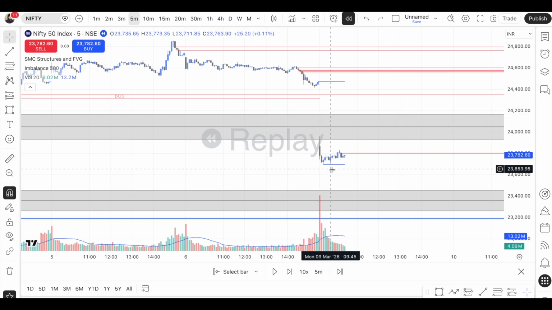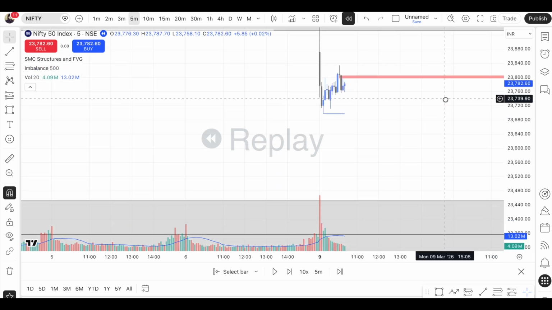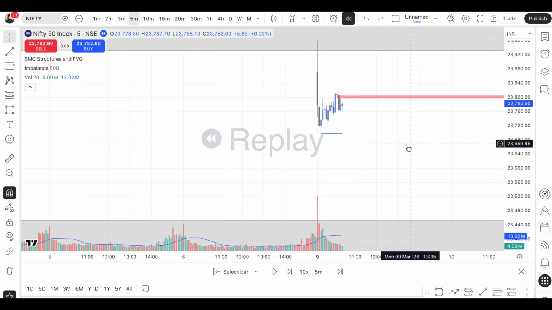Imagine when the market opens such a big gap down. I've always said one thing: don't hurry into a trade, don't get into put. First two candles were red. You'll be thinking today market will go down, let me enter into put.